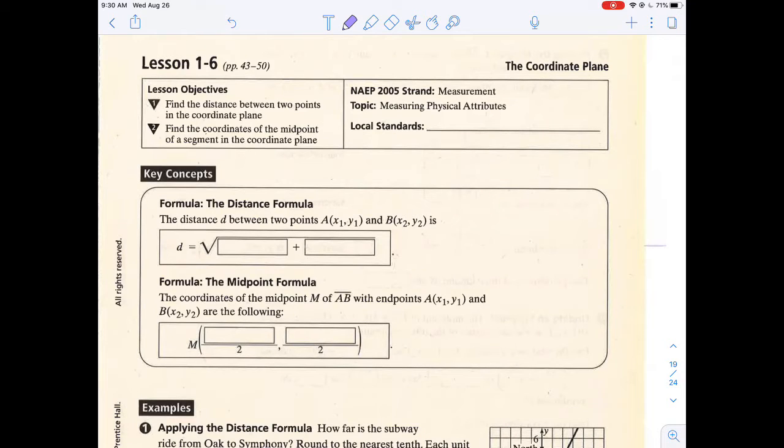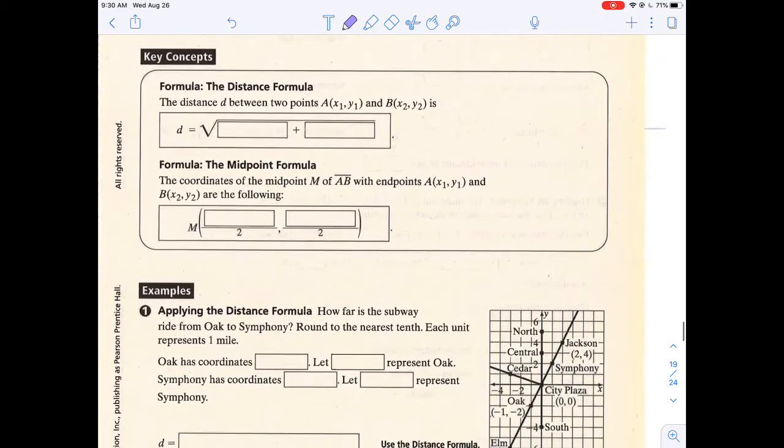Okay, lesson 1.6: find the distance between 2 points in the coordinate plane and find the coordinates of the midpoint of a segment in the coordinate plane. So let's start with our key concepts here. The first formula is the distance formula. The distance between 2 points, A (x1, y1) and B (x2, y2), is the square root of (x2 minus x1) squared plus (y2 minus y1) squared.